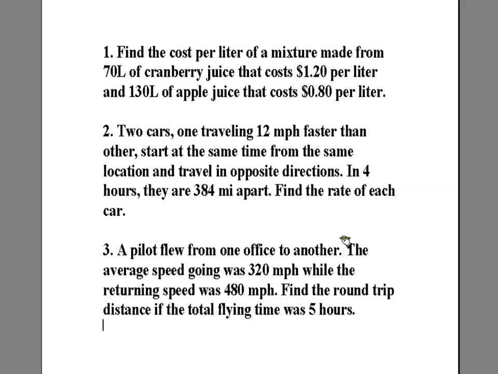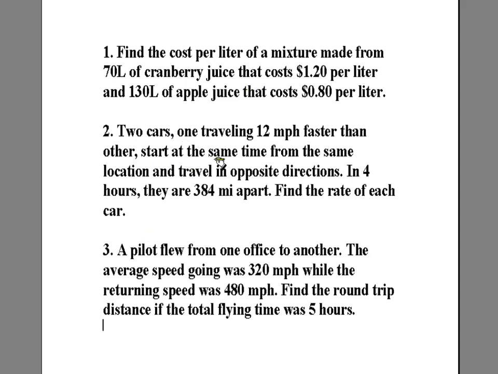Here are the Blackboard problems for this section. Let's take a look at these three problems. Number 1, find the cost per liter of a mixture made from 70 liters of cranberry juice that costs $1.20 per liter and 130 liters of apple juice that costs 80 cents per liter. So that's a value mixture problem. Numbers 2 and 3 are uniform motion problems.